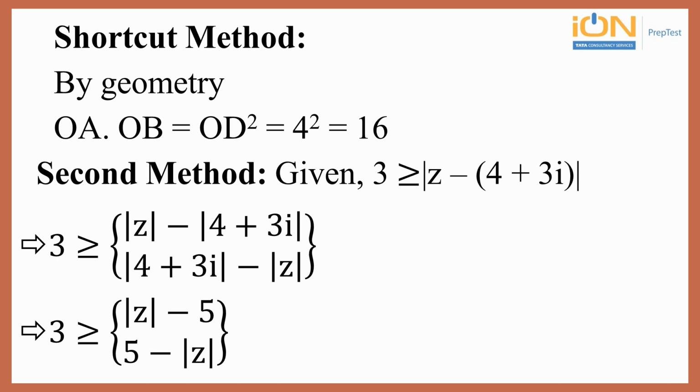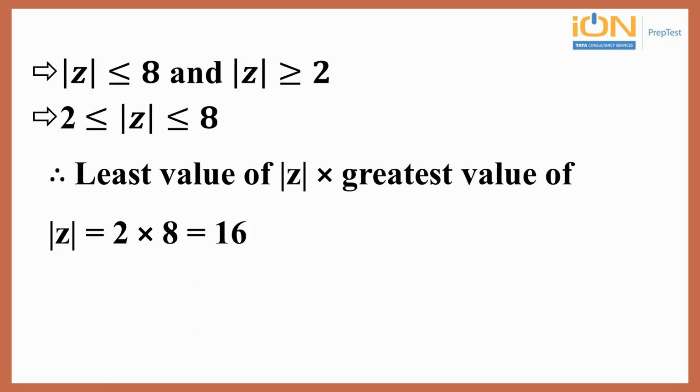We are given that mod of Z minus (4 plus 3i) is less than or equal to 3. Therefore mod Z minus mod of (4 plus 3i) is less than or equal to 3, or modulus of (4 plus 3i) minus mod Z is less than or equal to 3. That is, 3 is greater than or equal to mod Z minus 5 or 5 minus mod Z. So mod Z is less than or equal to 8 and mod Z is greater than or equal to 2. So the least value of mod Z would be 2 and the greatest value of mod Z is 8. Therefore the least value of mod Z into greatest value of mod Z is 2 into 8.